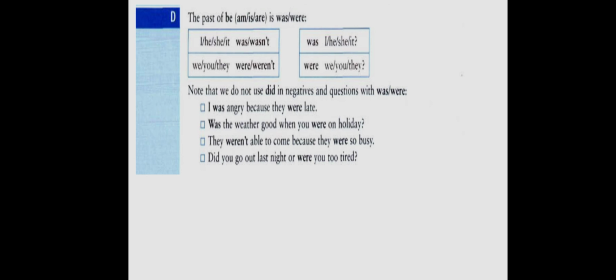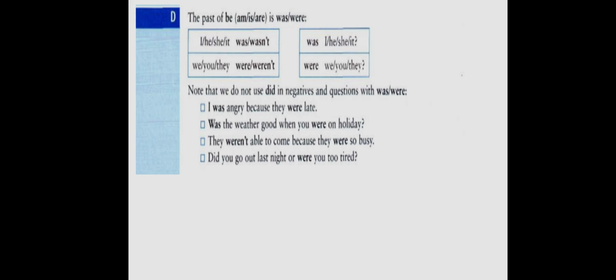"You" is plural, so we use "were" in the past on holiday. "They weren't able to come because they were so busy." "They" is plural, and "were" is positive. To make it negative, it becomes "weren't". So it becomes "They weren't able to come because they were so busy." "They were so busy." "Were" here is positive, so we use "were", the past of "are".